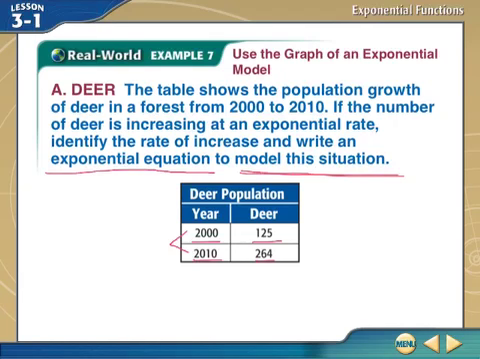Now, we're going to use the equations that we are given before, and in this case, we need to figure out what the rate of increase is. That's R. We need to find R, our rate of increase, and then come up with the exponential equation to model the situation. We're going to go ahead and do this on the next slide.